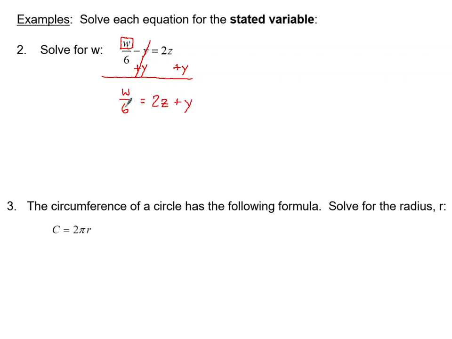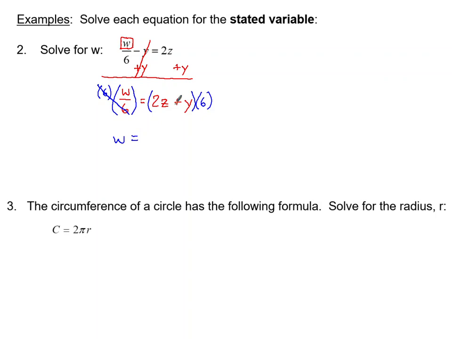I do need to get rid of this 6, so I'm going to multiply by 6. I'm going to put this entire side in parentheses and multiply by 6. This 6 is there to cancel out with the denominator of 6, and I will have w all by itself.